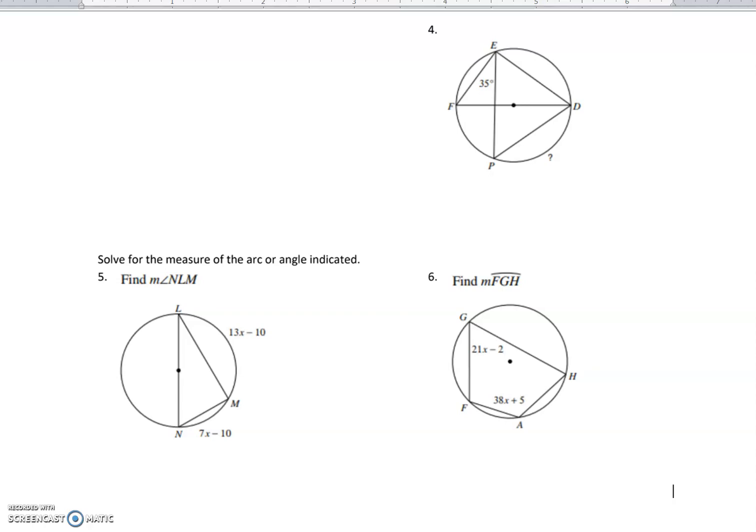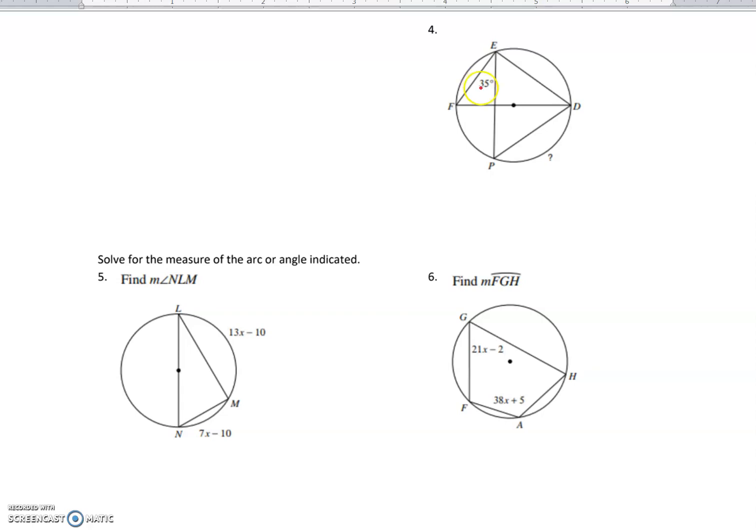Hi everyone, I received a question regarding Thursday's assignment on numbers 4, 5, and 6. So I decided to go ahead and just work through these questions real quick and try to give as much detail as I can regarding the relationships to solve each one. So we're going to start with number 4.